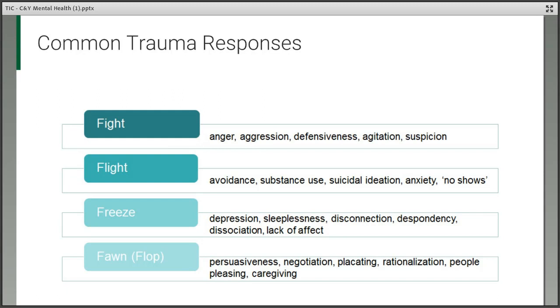And then there's the fawn or flop response. Some scholars don't talk about this much and others do. So this is an interesting trauma response in that this group of folks tend to seek safety not by shutting down, leaving, or fighting, but by trying to influence the others who are in their world, whether that's at work, at home, or out in community. They try to seek safety by manipulating or influencing the state of others around them. And so if others around them are happy, settled, and calm, they can then feel calm.